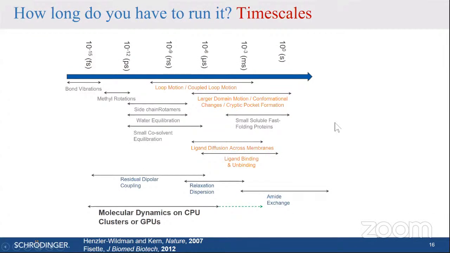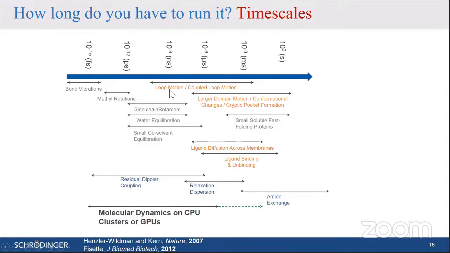So I hope you can look at the slide here. If you look at this slide, different motions of your biomolecule happen on different time scales. And this is what determines how long you have to run the calculation for. So if you're just trying to study cycling conformations, then you can run it from picoseconds to nanoseconds.